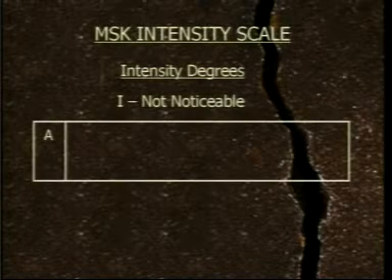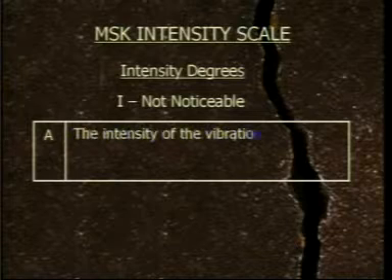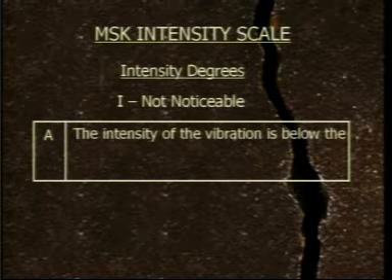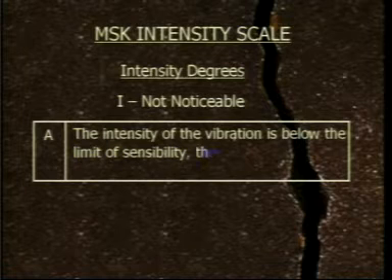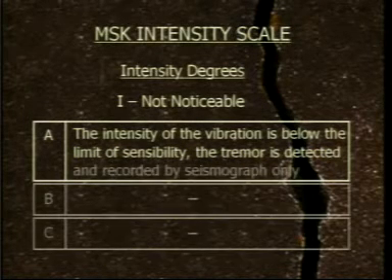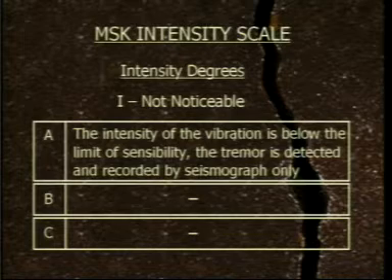Now, let us see what we mean by intensity 1. In this, in the A part, the persons and surroundings, the intensity of the vibration is below the limit of sensibility. The tremor is detected and recorded by seismographs only. And as you see, there are no effects on B and C. So, intensity 1 can be given after the contour of intensity 2, since it is only the seismogram which is defining intensity 1.